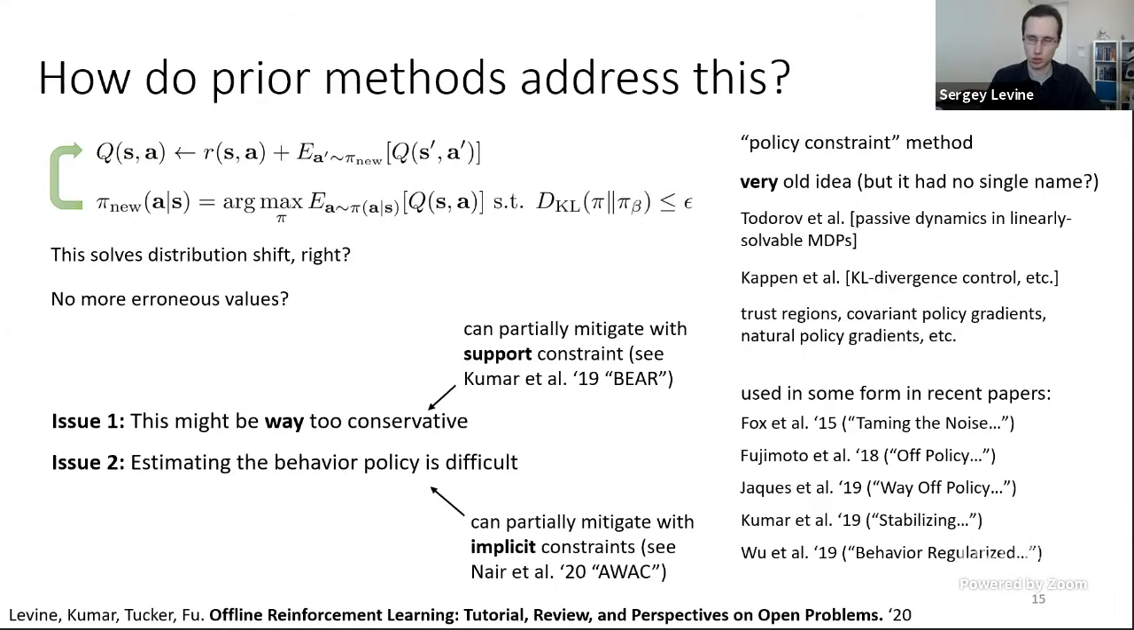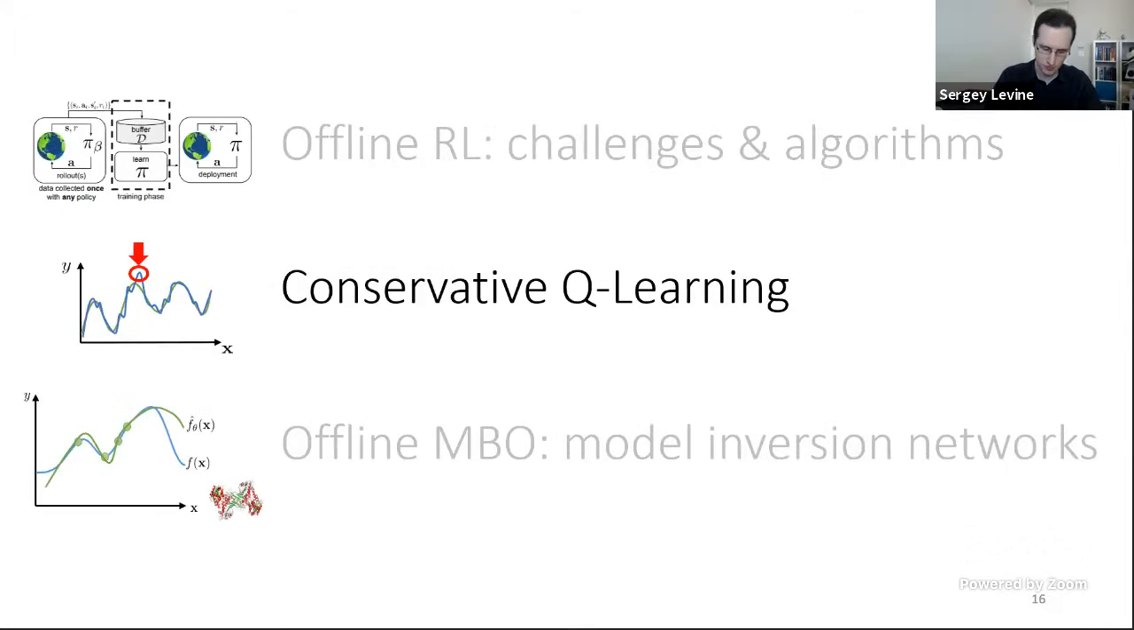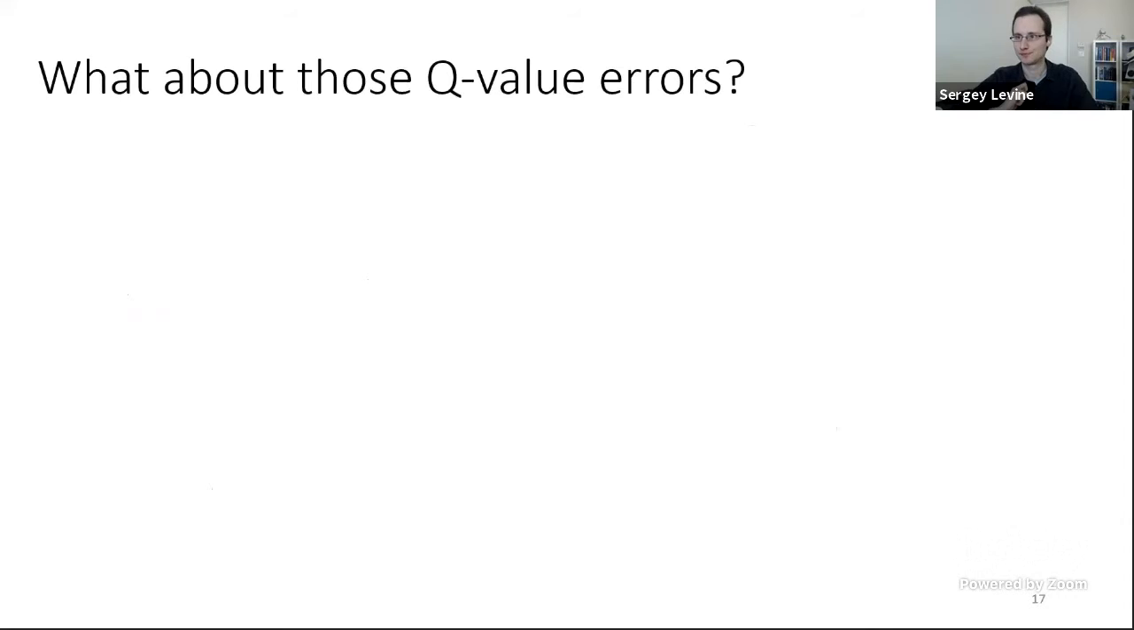There are some tricks, like, for example, you can have implicit constraints that don't require knowing the functional form of pi beta, but only require samples. And those can work to a degree, but it's still a challenge. So what I'm going to talk about next is an algorithm that perhaps more directly attacks the cause of the problem, the distribution shift due to optimization. And this is an algorithm called conservative Q learning.